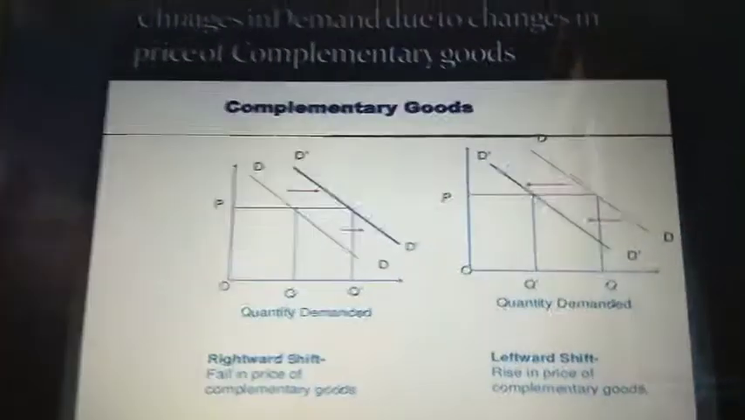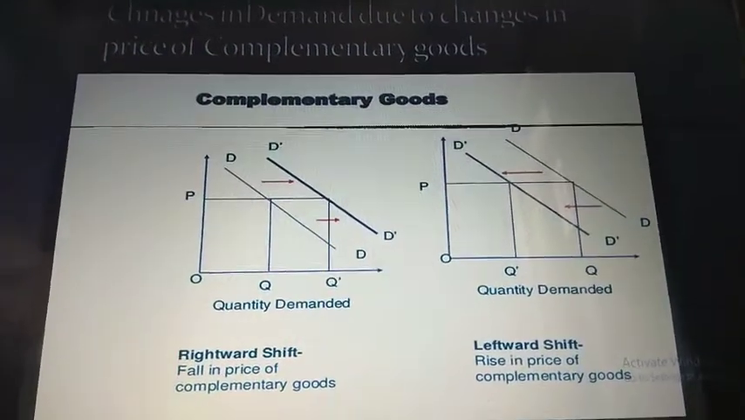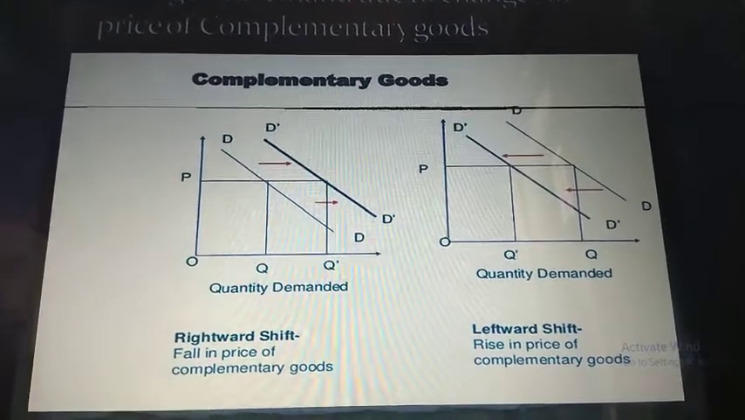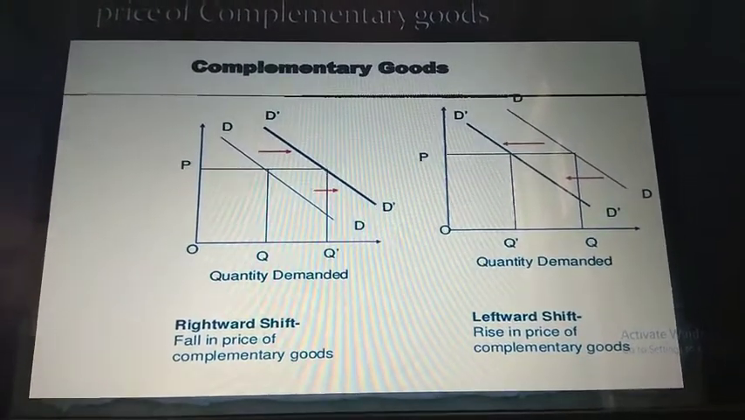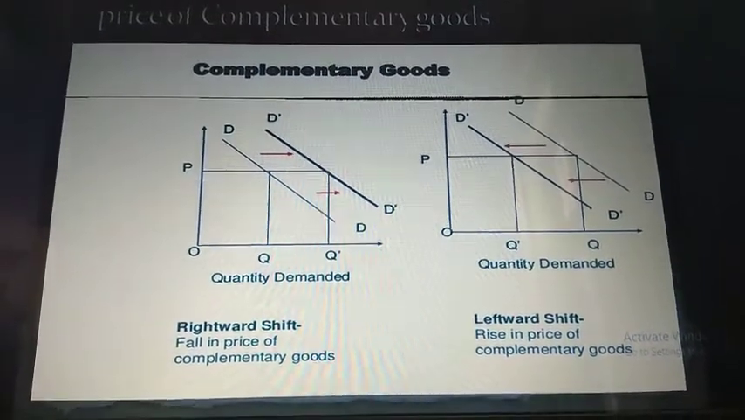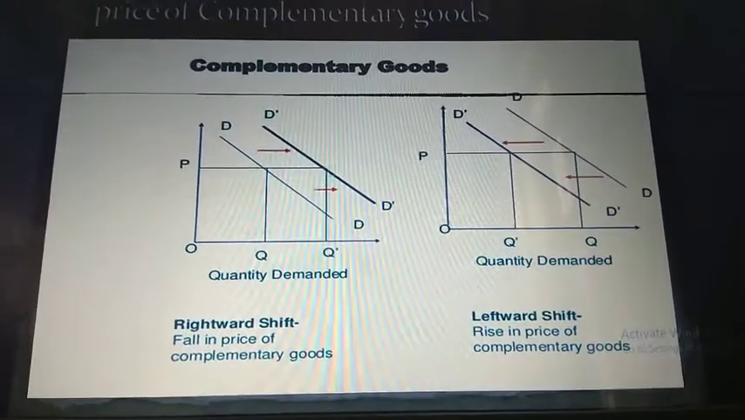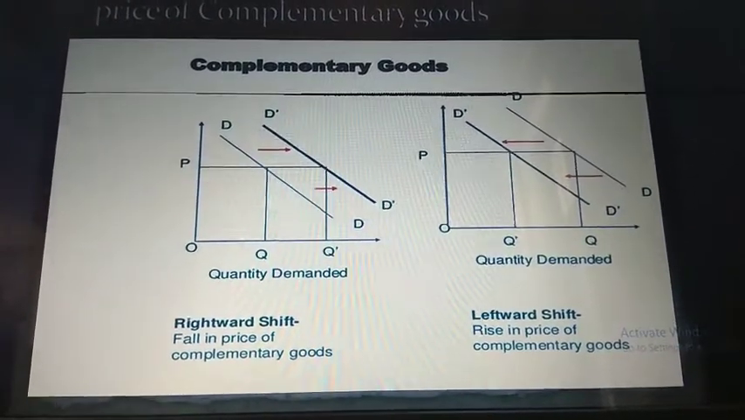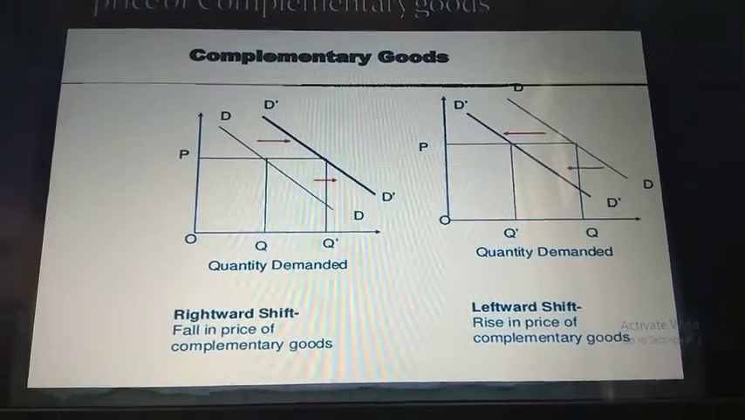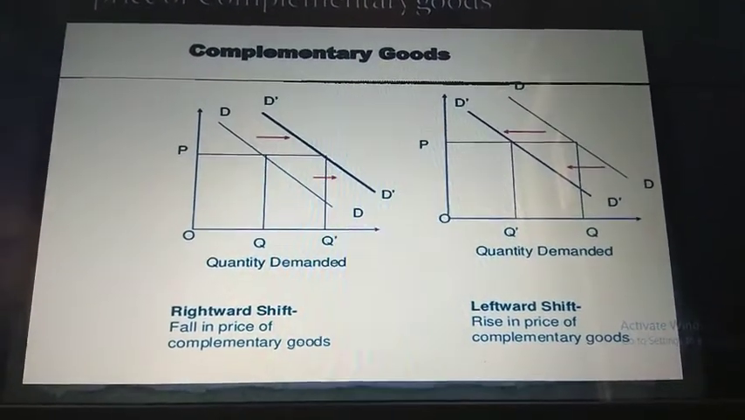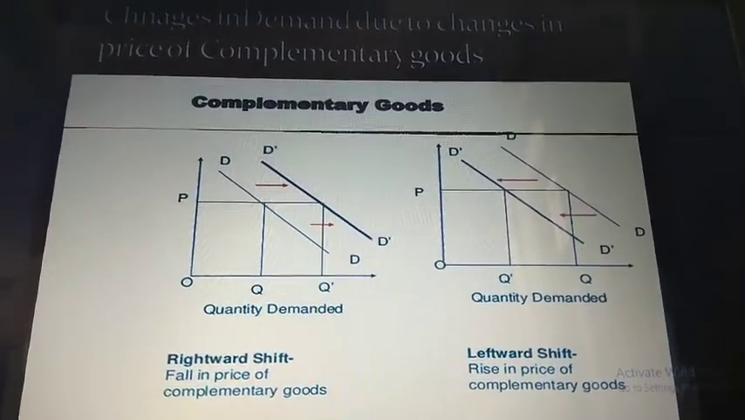Now why does it happen? Let us take the example of complementary goods in order to understand this. Let's take the example of tea and sugar. Tea, the given good, and sugar, the complementary good. Now students, what happens if the price of sugar rises? If the price of sugar rises, consuming tea will become expensive or it will become cheaper? Because the price of sugar has risen, consuming tea will become expensive.